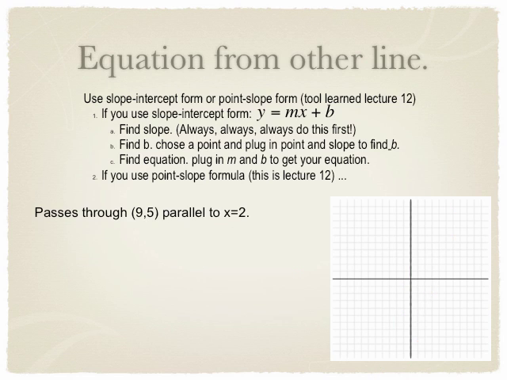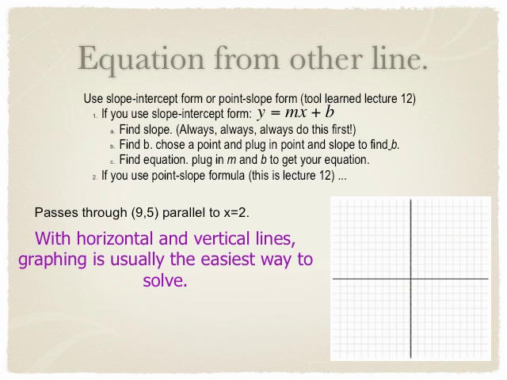Okay, let's do another one. It passes through the point (9, 5), and it's parallel to x equals 2. Now remember what I said earlier. If you're dealing with horizontal and vertical lines, with vertical lines especially, graphing is usually the easiest way to solve. Just use your intuition to figure out what it is. Going through these formulas will work for horizontals, but they won't for verticals. It'll just make you frustrated.